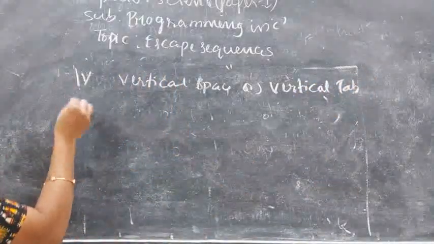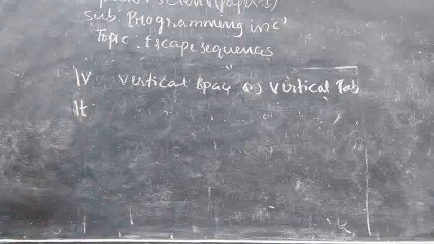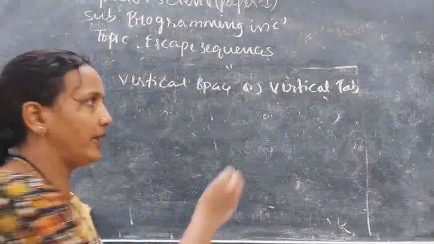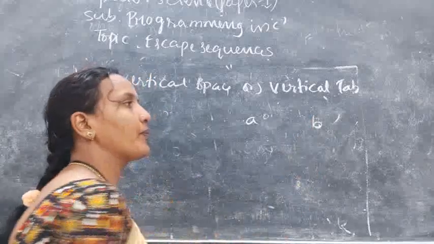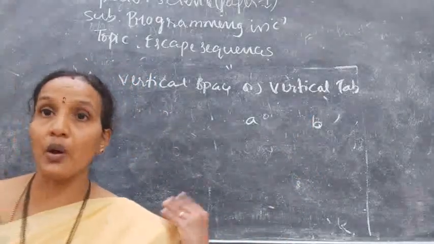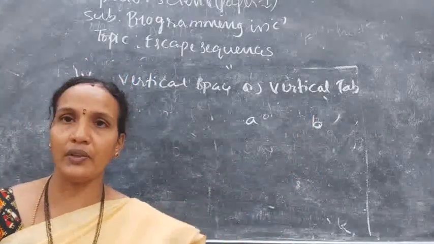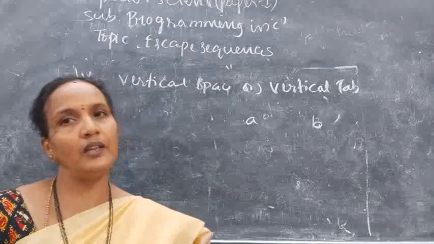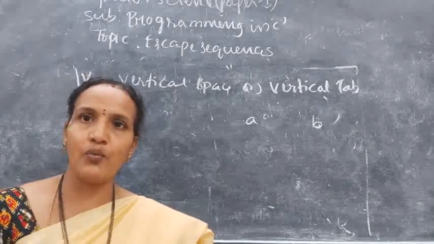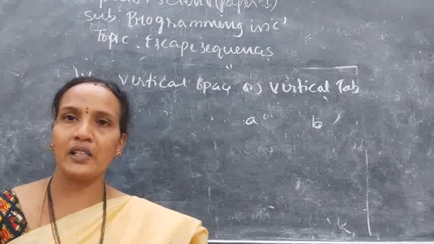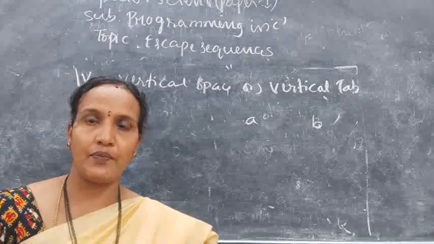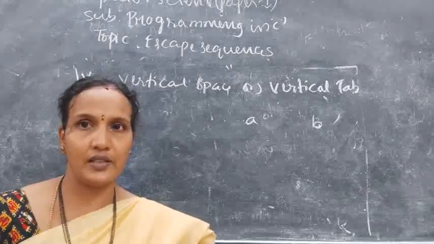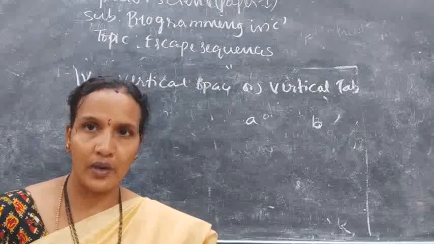Previously I have explained the backslash T. T is for a horizontal space, like this, A, B. So this is for a horizontal tab. But if you want to give a vertical space, then we'll use a backslash V. It means you will get a space between lines, not between characters. Understood? That is a vertical space.